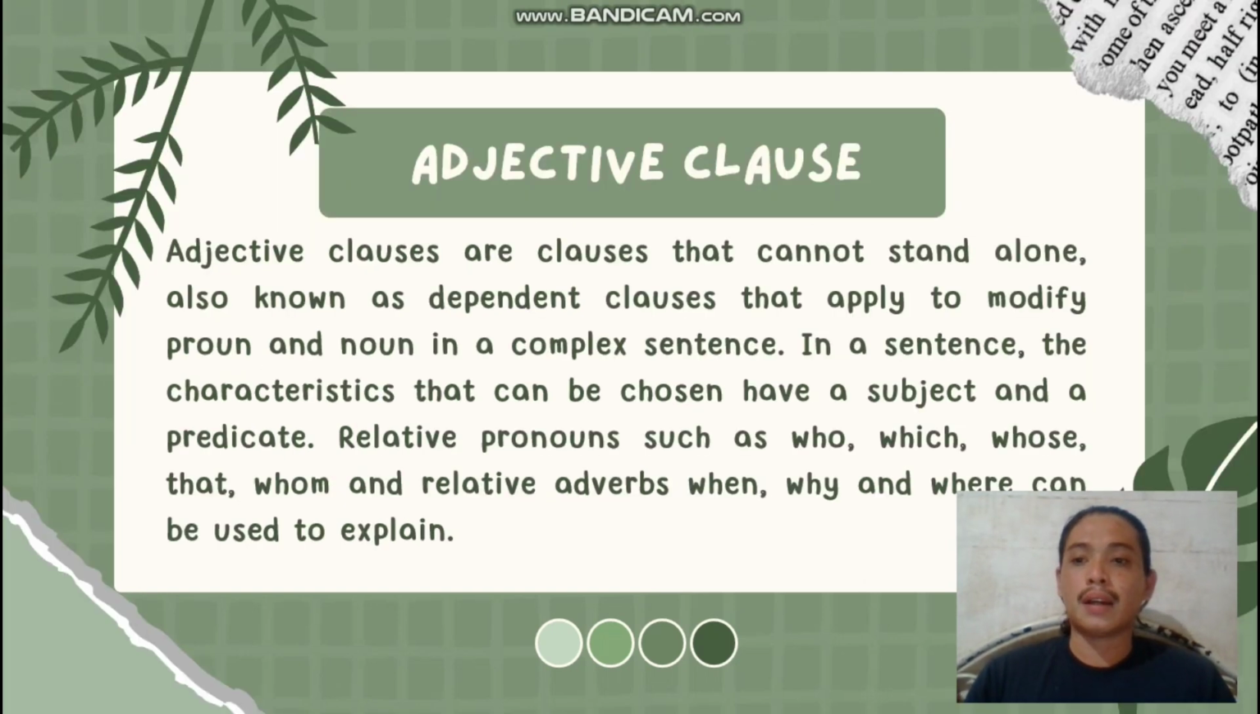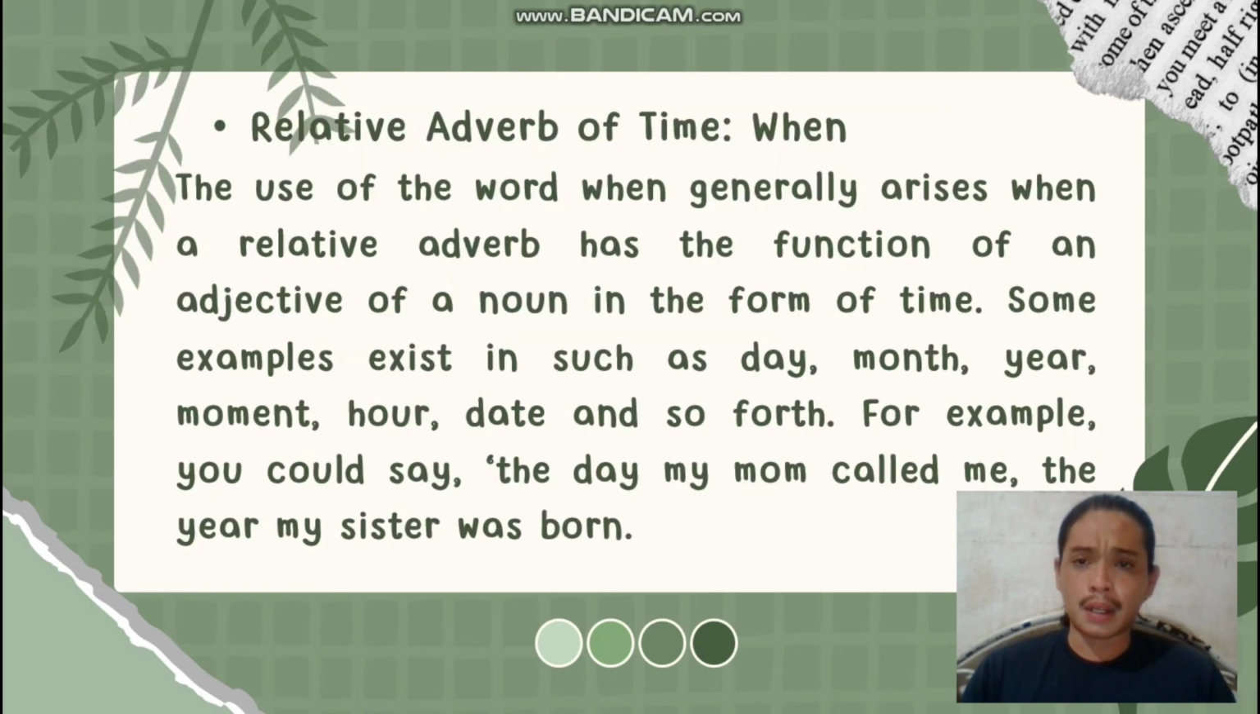Adjective clauses. Adjective clauses are clauses that cannot stand alone, also known as dependent clauses, that modify pronouns and nouns in complex sentences. In a sentence, the clause has a subject and a predicate. Relative pronouns such as who, which, what, that, whom, and relative adverbs when, why, and where can be used to explain. Relative adverb of time: when.